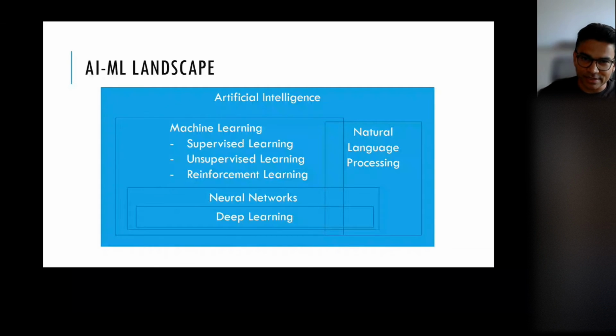Natural language processing deals with the study of algorithms that can interact with humans via natural languages: English, Japanese, Korean, Chinese, etc. And neural networks are a special class of machine learning algorithms. Within that, deep learning is a special class of neural networks.